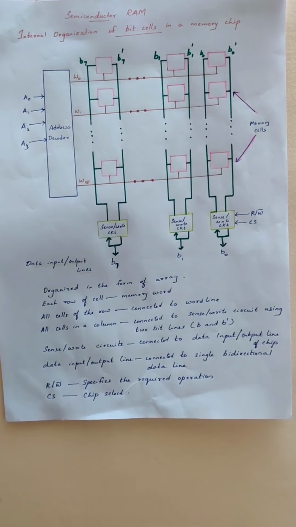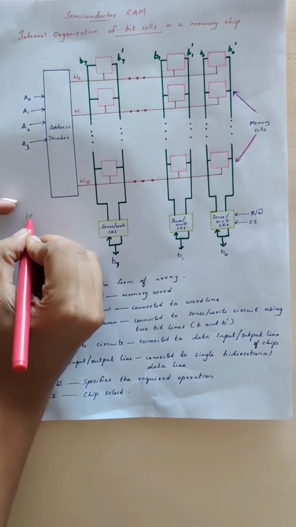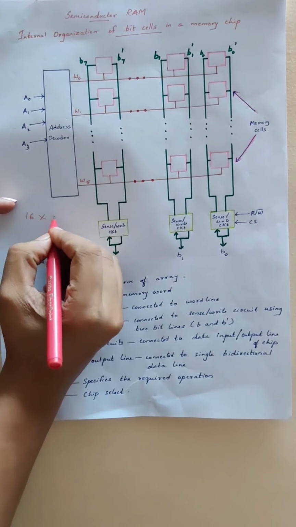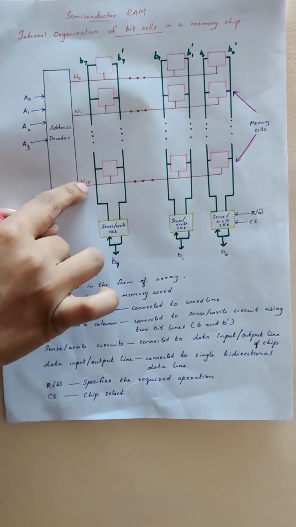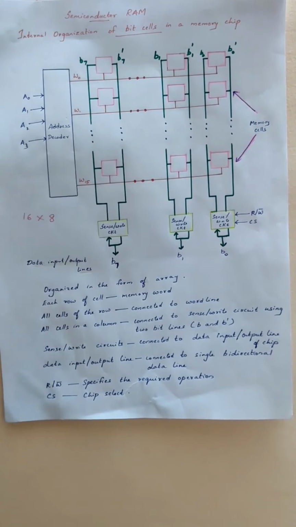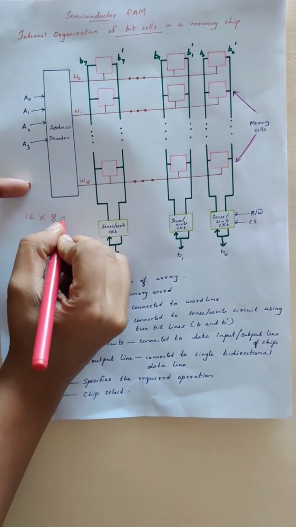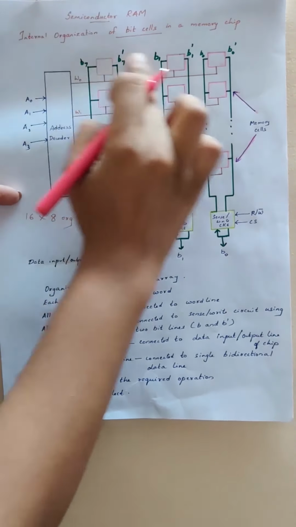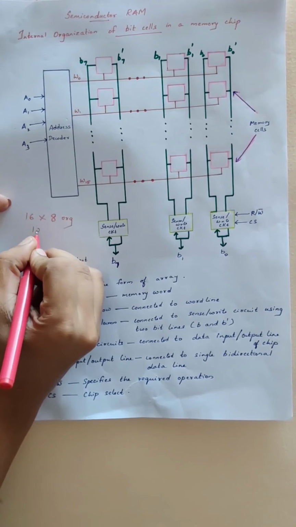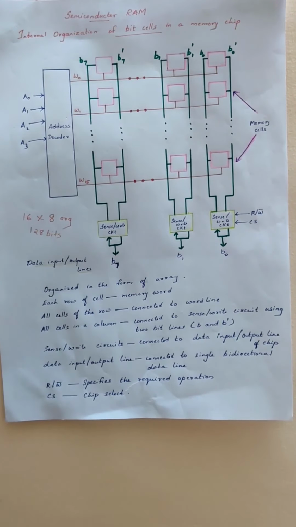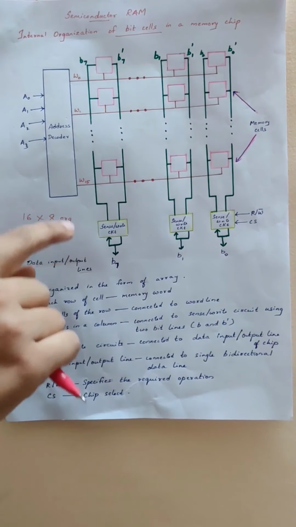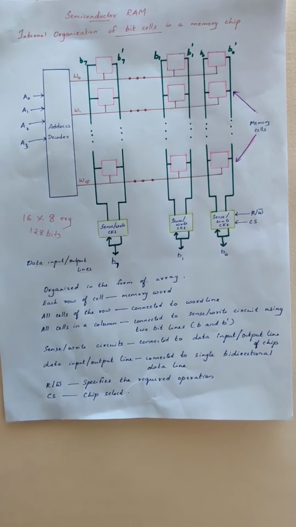So here, this figure is an example of a memory chip consisting of 16 words, and each word is of length 8 bits. So this is W0 to W15, 16 words are there, and each word is 8 bits in length. So 16 cross 8 is the organization of this memory chip, which consists of 128 bits of memory. The size of this memory is 128 bits.